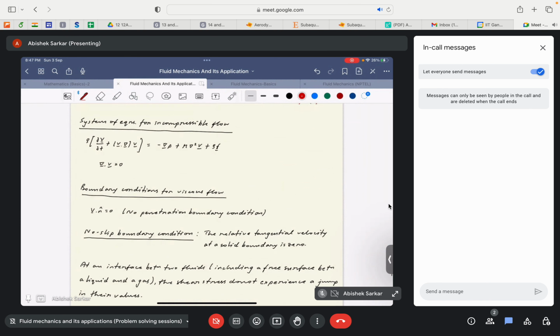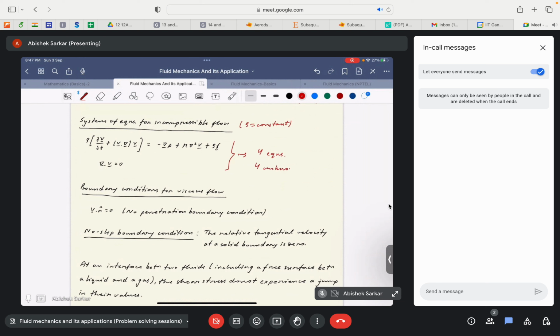here again, for the system of equations for incompressible flow, like we are dealing with, where rho is constant, we would have these two sets of equations that would govern the fluid flow problems. Because this is a vectorial form, it has four equations and four unknowns. What are the four unknowns? The four unknowns would be u, v, w, and p. Rho is constant, so it is not an unknown. And the four equations are the x, y, and z momentum equations and the continuity equation.